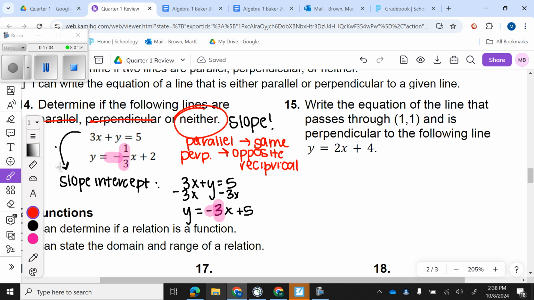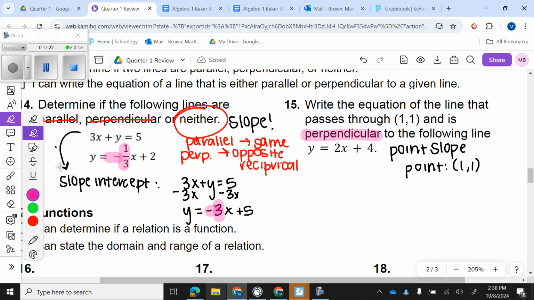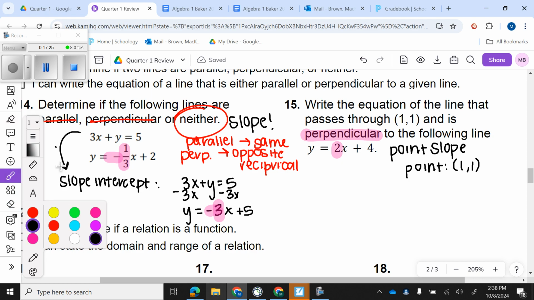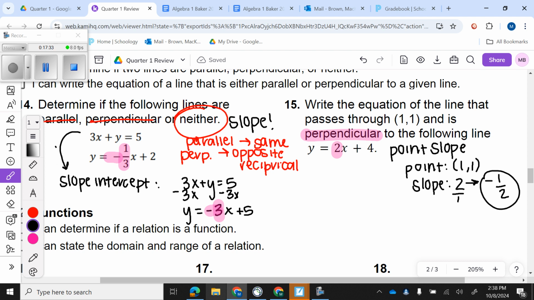All right, for number 15, I need to write the equation of a line that passes through 1, 1 and is perpendicular. So I need to start with point slope. Okay, I've got a point. It's 1, 1. I need a slope, but it wants it to be perpendicular. So I got to figure out what's perpendicular to 2. I've got to flip it and change the sign. So I'm going to use a slope of -1/2. That would be perpendicular. So now I'm going to write it in point slope form. So I'm going to have y minus 1 equals -1/2 x minus 1.